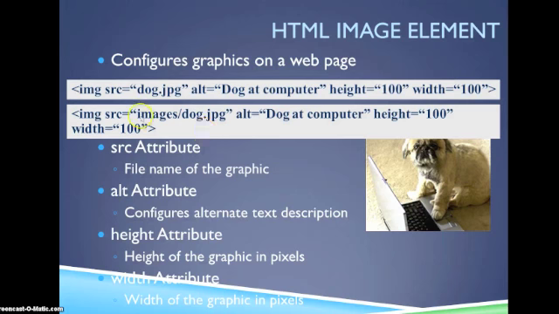This is a different one where we have the source. We've placed the dog JPEG in our images folder. This helps organize our site so not all our JPEGs are mixed in with all our HTML images and all our CSS files. And we'll see an example of this a little bit later. So this is how you put an image into a web page, and you put this wherever you want the image to appear.